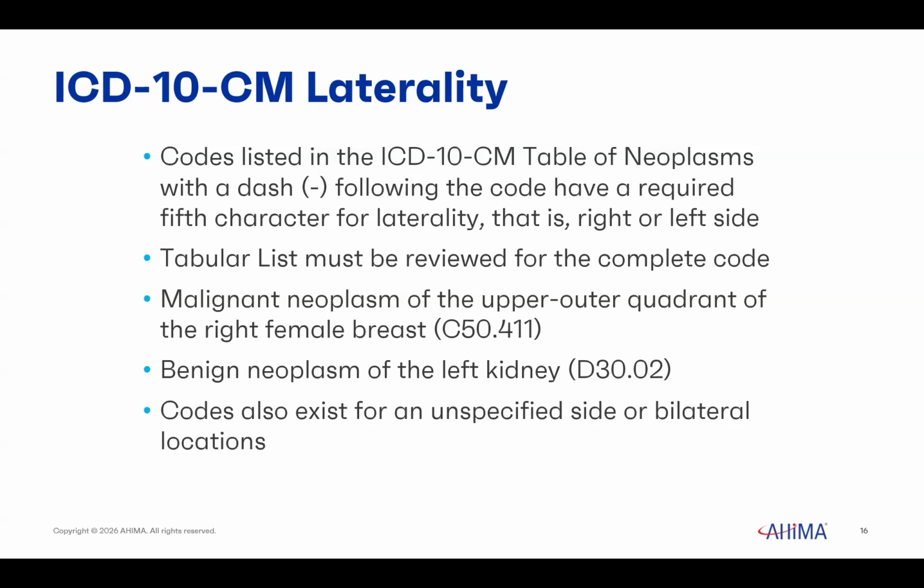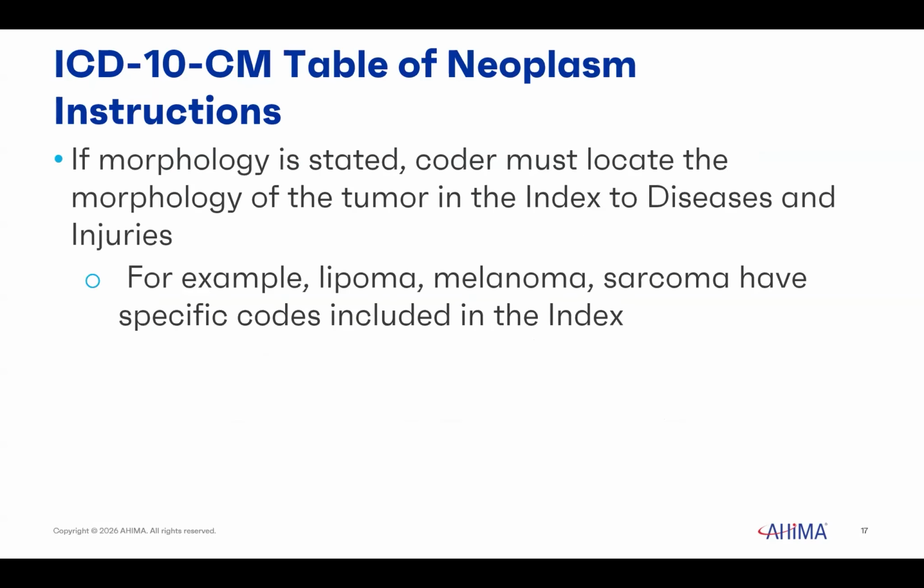Okay, when we talk about different histological terms, if the morphology is stated, the coder must locate the morphology of the tumor in the index next to the diseases of in the index of diseases and injuries. So these are terms like lipoma, melanoma, sarcoma. They have specific codes, and you can get those right out of the alphabetic index.